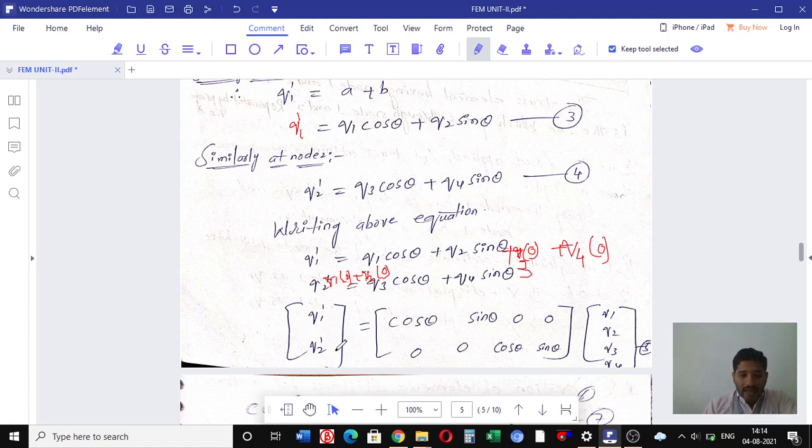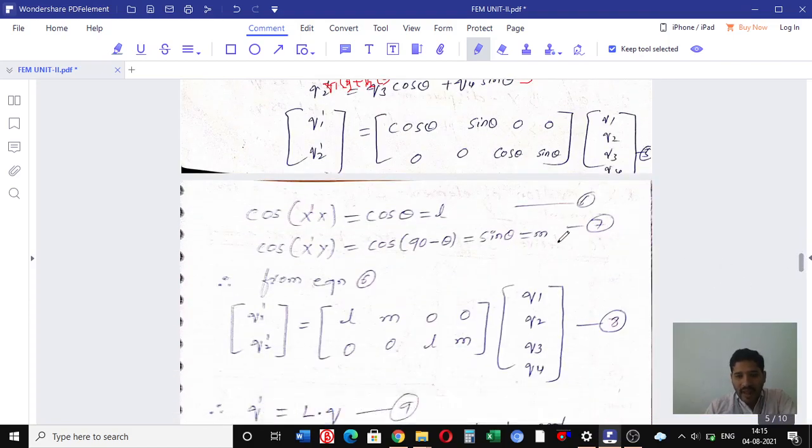So this q1 dash and this q2 dash we can say as the local nodal displacement. This cos theta sin theta 0 0 0 0 cos theta sin theta we can say as transformation matrix. q1 q2 q3 q4 we can say as global nodal displacement. After that, it is considered equation number 5. Clear here?